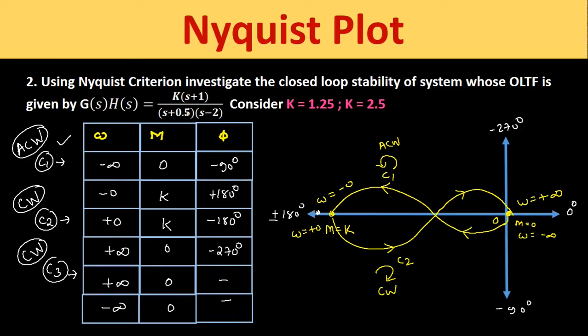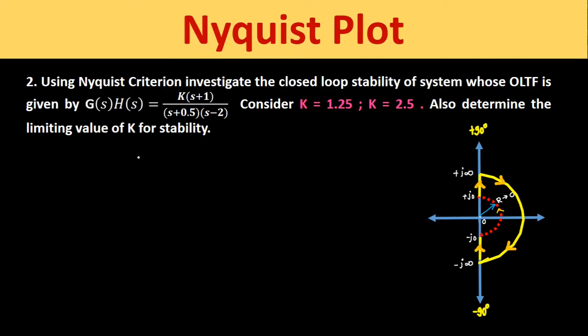From this g of s into h of s equation we are getting, this point is the intersection point of our Nyquist plot with the negative real axis. So this point we have to find out here. Let this be point Q. So this whole thing we have to find out, which is equal to OQ here. So this OQ we have to find out the stability of the system using Nyquist criteria.